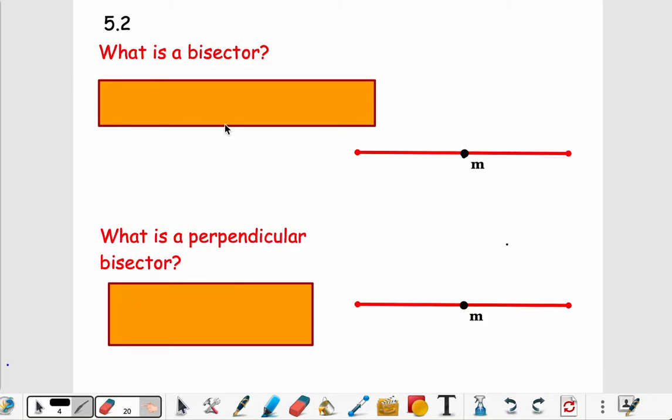Okay, so in this video we're going to be looking at 5.2. So we're going to start with two questions of things that we have worked with before. First question is, what is a bisector? Well, this showed up a bunch in our proofs. Bisector is anything that cuts something in half.